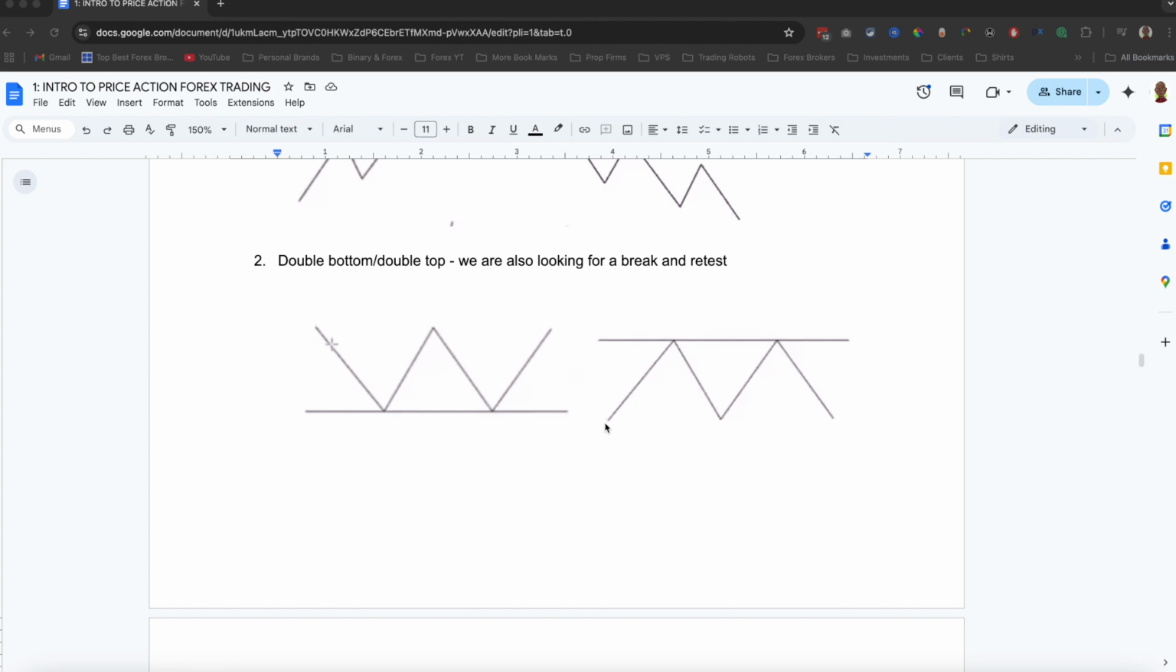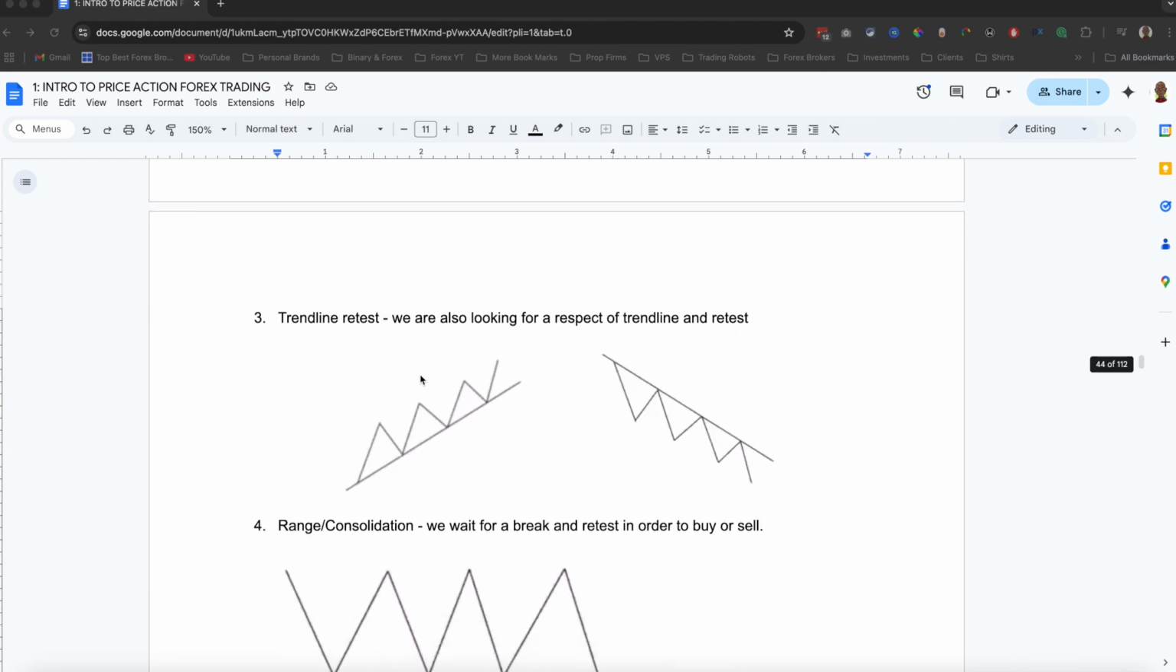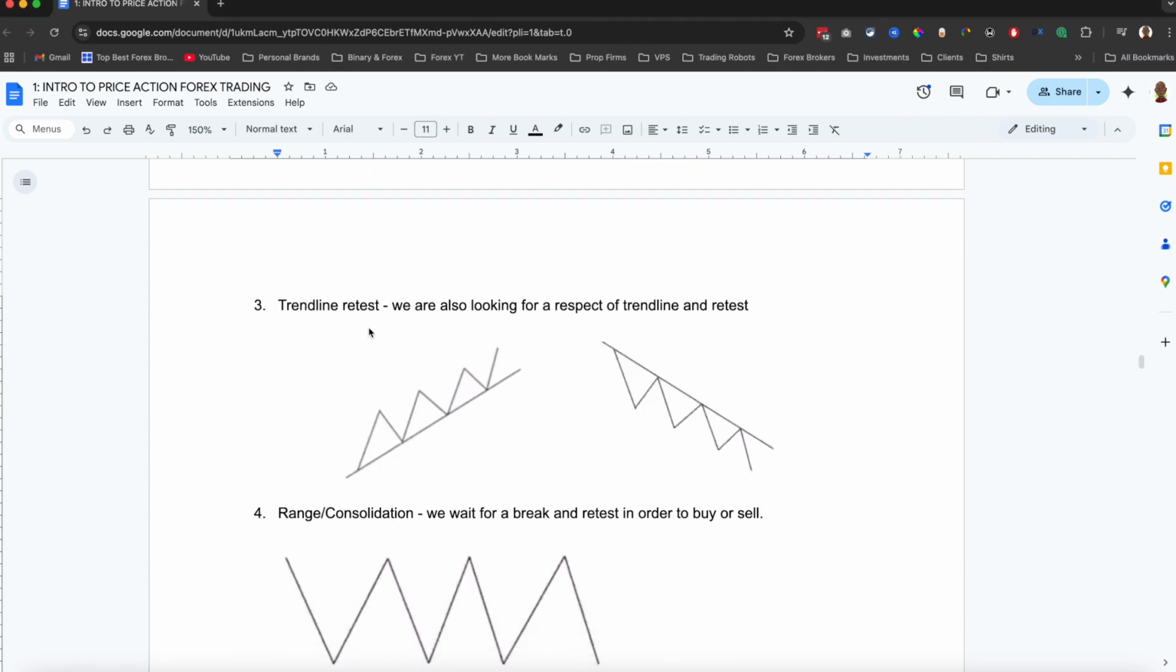So the same case as this one, you get a break of this high and a retest from the formed high, or a break. So you wait for the price to come back to this position. If it does not take this high, then you find your trades over there, right? So there is another thing in the trend line and retest.